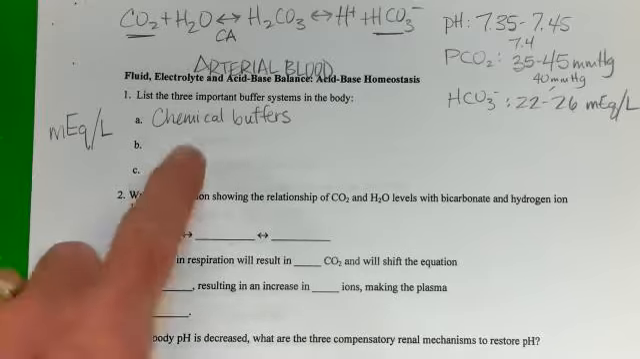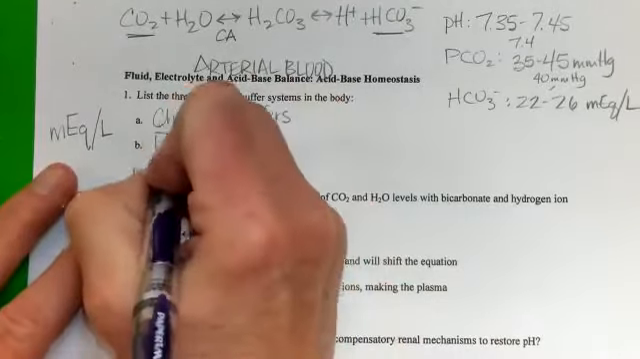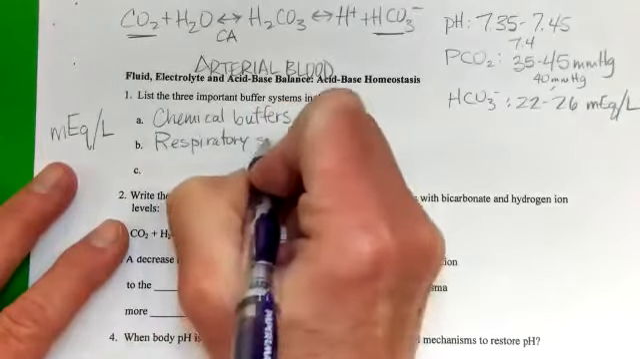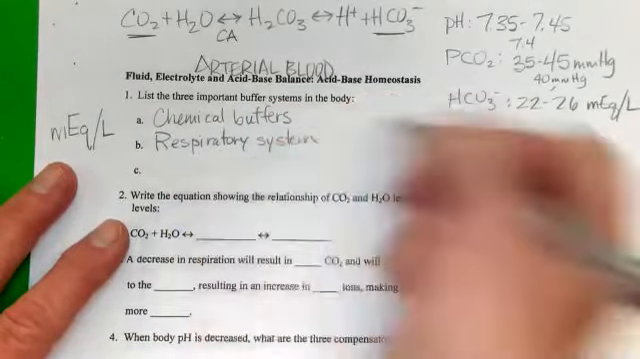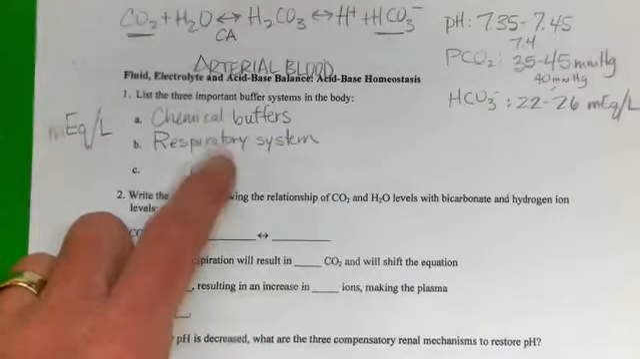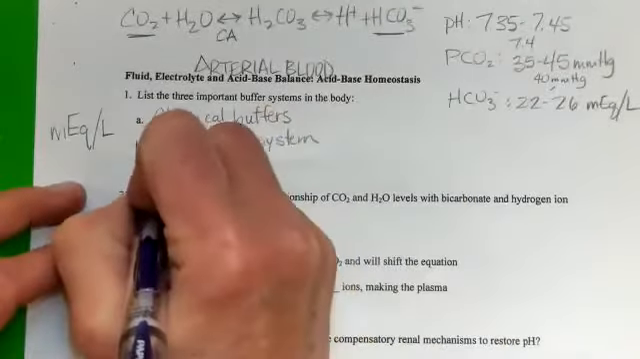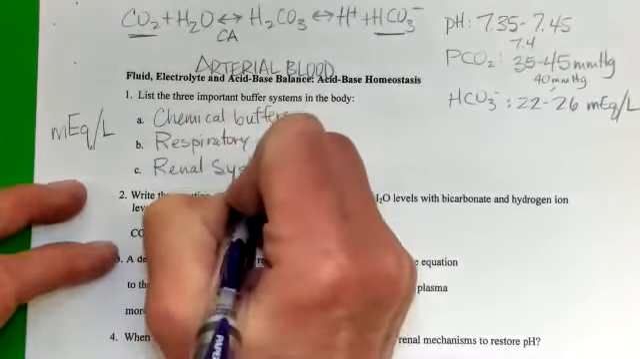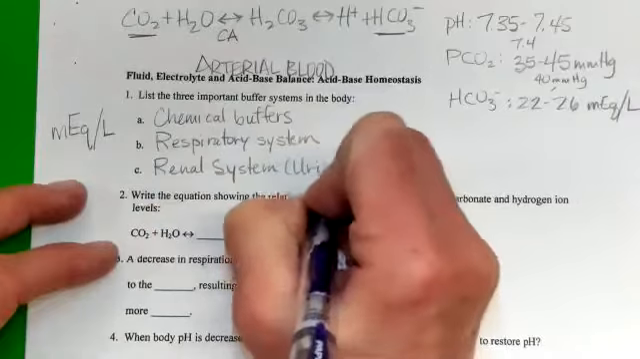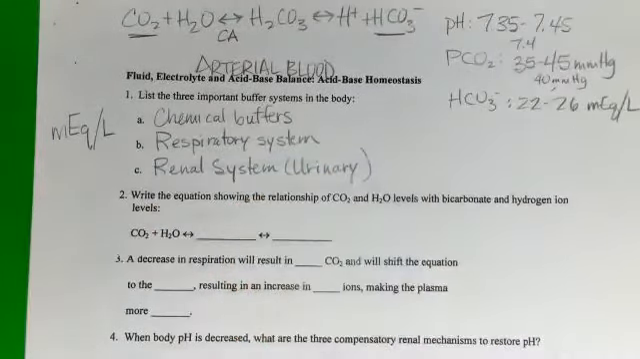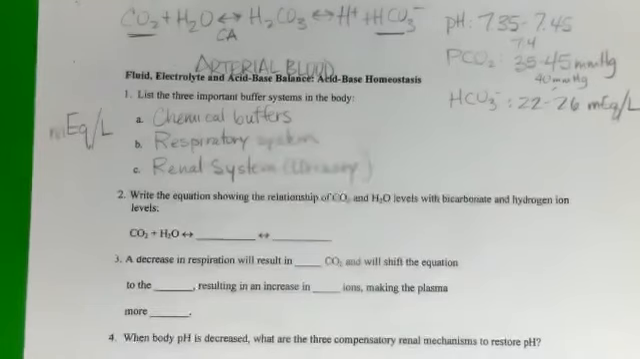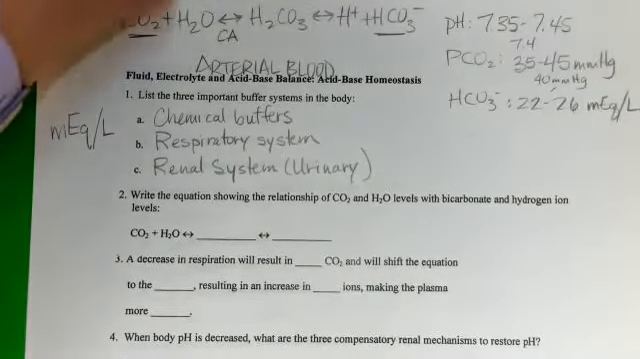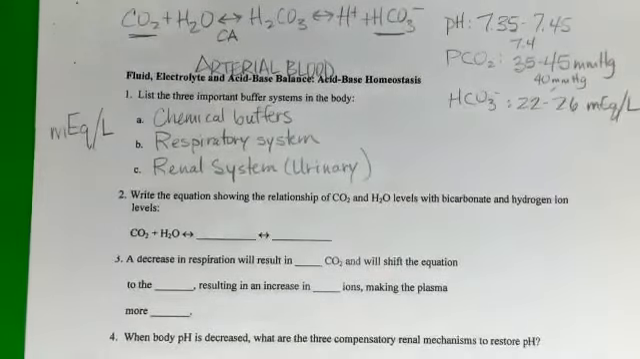Burke. All right, so chemical buffers, and then we have a respiratory system, which is going to affect the pH of our blood, and our renal system. So urinary, kidneys. All right, so those are the three important buffers that we have within the body. But let's just really quickly look at some special things about those.